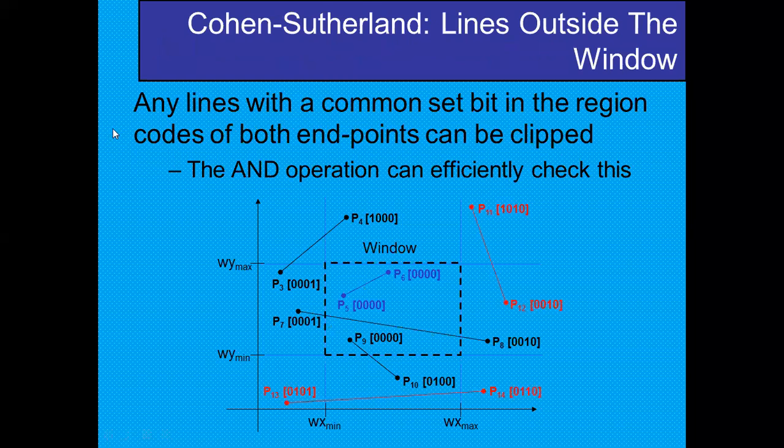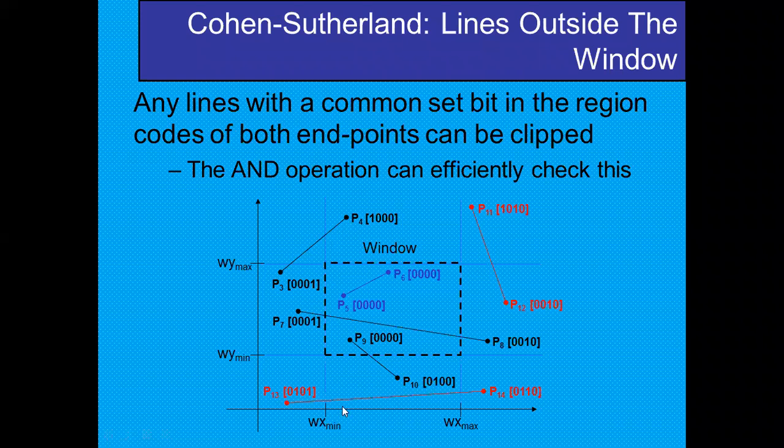Now, any line with a common set bit in the region codes of both endpoints can be clipped, where a need arises to clip. One portion, you can see, lies inside the window. Here you can see P3, P4 completely outside, but passing through the new regions. It is not touching the window, but passing through the other regions.